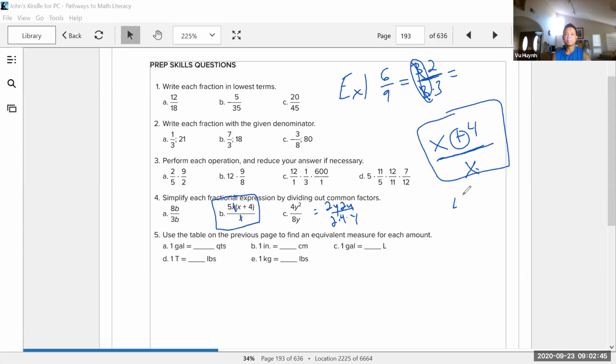What could I do with this problem, though? What if I make it 4 times X instead of 4 plus X? Can I do something here? That'll work. Yeah, that'll work. Yes.